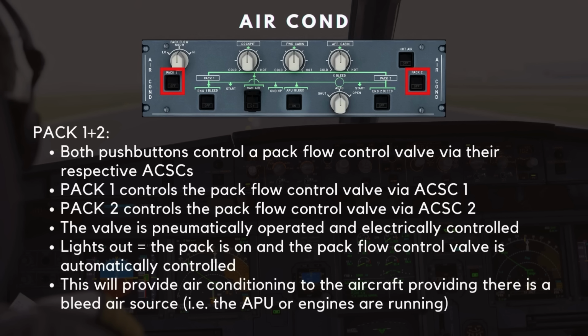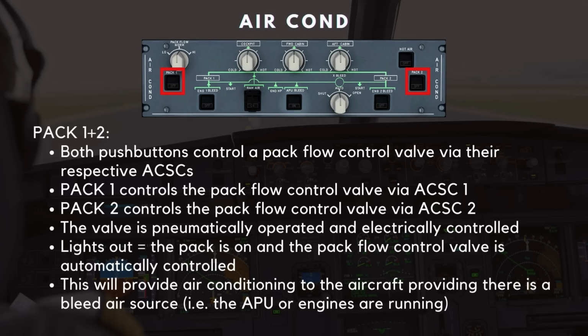Next is the pack push buttons. Both push buttons control a pack flow control valve via their respective ACSCs. The pack 1 push button controls the pack flow control valve via ACSC 1, and the pack 2 push button controls the pack flow control valve via ACSC 2. The valve is pneumatically operated and electrically controlled.